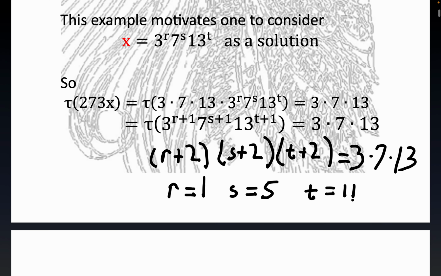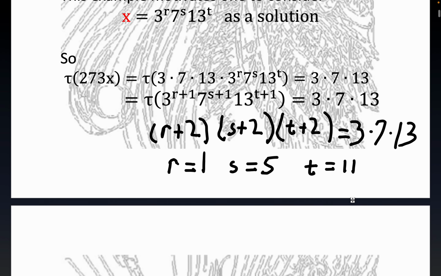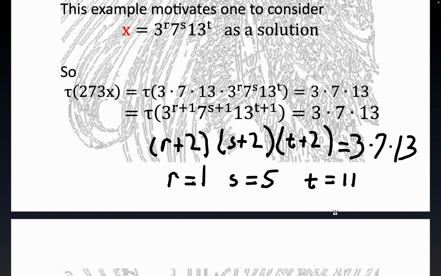It's very easy, and there's no doubt that this is going to work if you substitute it back in. So the solution would be 3 to the first power times 7 to the fifth power times 13 to the 11th power. That's our solution. I'm not going to take the time to write that in its Hindu-Arabic form. Who wants to do that? Let me check: 1 plus 2 is 3, 5 plus 2 is 7, and 11 plus 2 is 13.